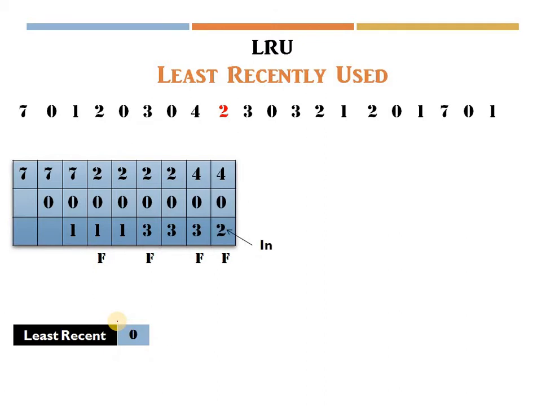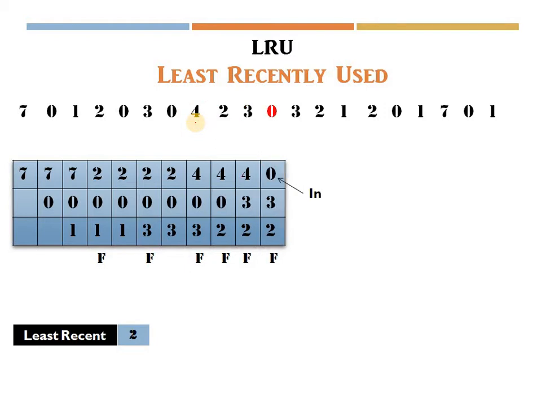Then 3 again. So among 0, 4 and 2, it was 0 that came before. So I will be replacing it with 0. So 0 will be replaced by 3. So the slots are going to be 4, 3 and 2. Then comes 0 again. So I have to replace the one which had come first among 4, 3 and 2. So it was 4 that came before 2 and 3. So I'll replace 4 with 0.